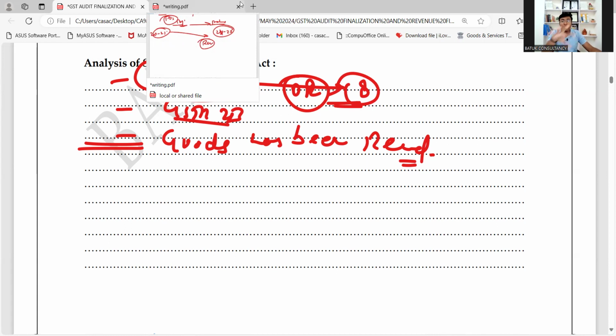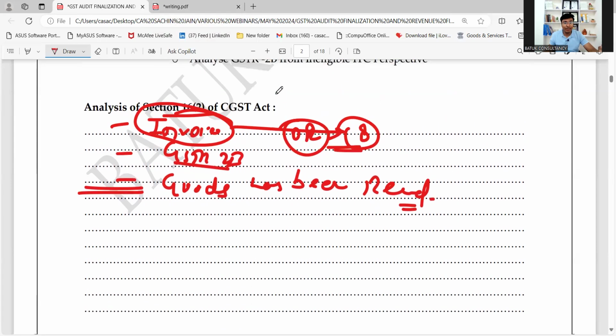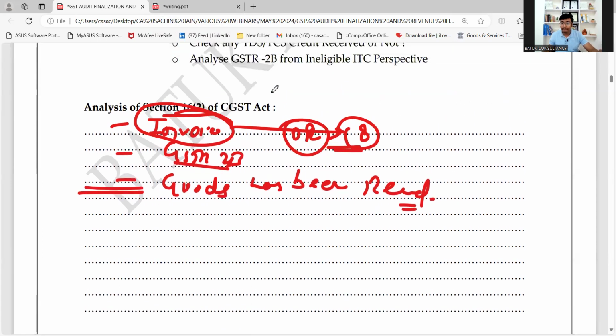I am not saying that you have to reverse the input tax credit or deny the input tax credit, but you at least discuss these things with your client, with the taxpayer, so that बाद में किसी litigation से हम लोग बच सकें. That is the motto for the discussion of Section 16 subsection 2.